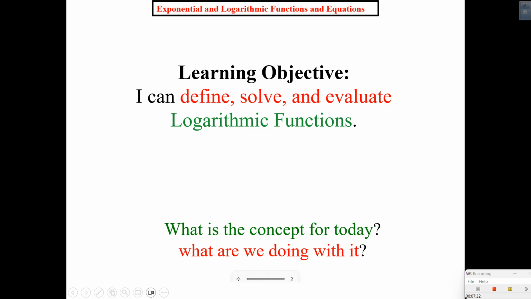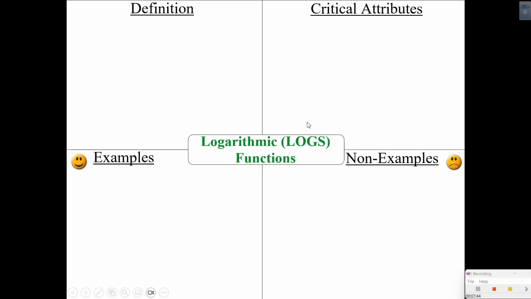Logarithmic functions. All right, in your Frayer model, write this down. Logarithmic, in parentheses, logs, functions. So from this point forward in your math career, when you hear about these type of functions, instead of saying logarithmic, they're just going to shorten it by saying logs.